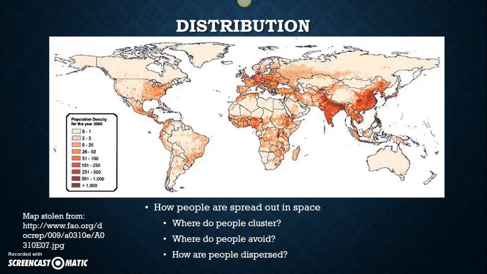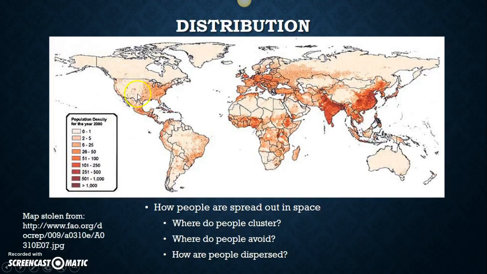So when you're talking about distribution, what you really want to look for is where people tend to cluster and where people tend to avoid. In that way, what you're really asking is how people are dispersed, or how they are spread across the space.